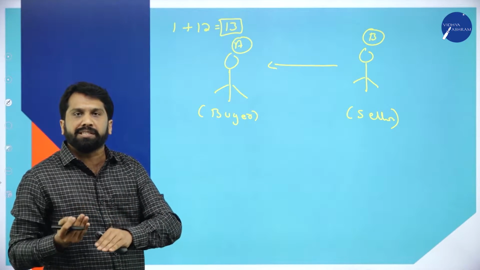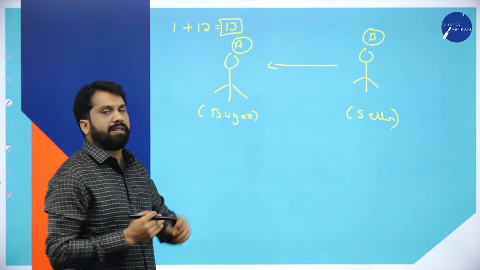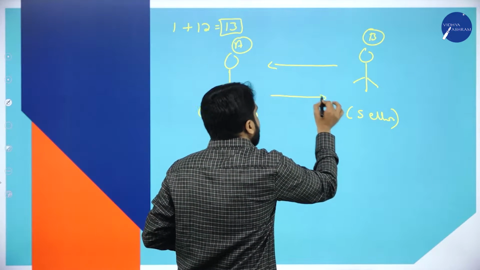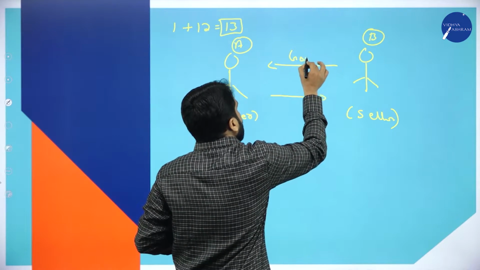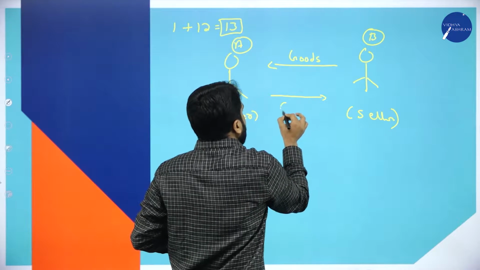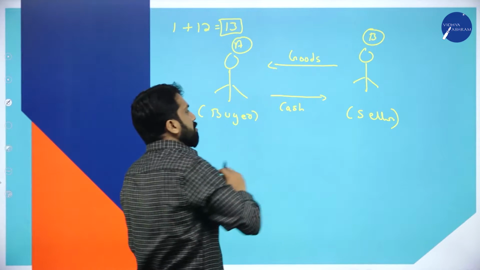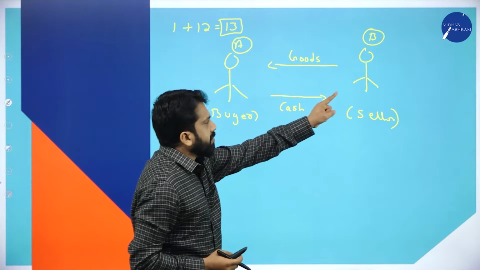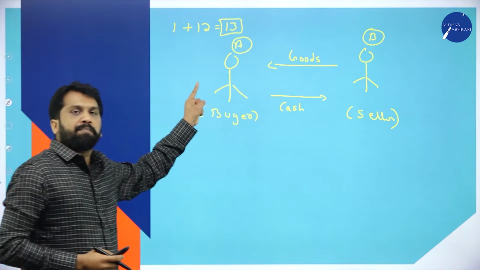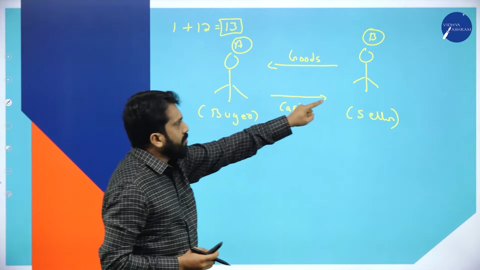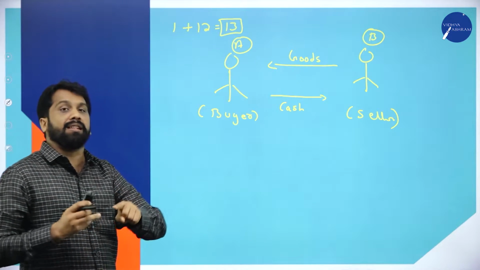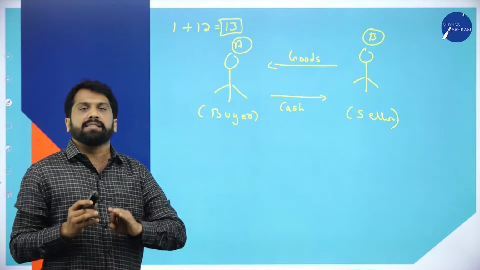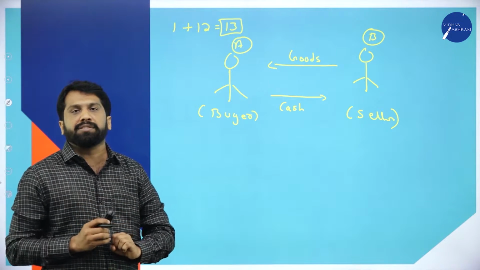Once the goods are sold, what has A to do? Yes, A has to pay cash. First one is goods. This one is cash. This is a normal procedure. It happens everywhere. Goods will be transferred from seller to buyer. Once goods are transferred, later buyer has to pay cash to the seller. This is a normal procedure.